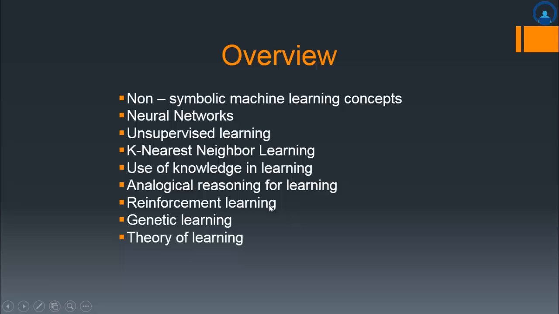Overview of what I'm going to cover: non-symbolic machine learning concept, neural networks, unsupervised learning, k-nearest neighbor learning, use of knowledge in learning, analogical reasoning for learning, reinforcement learning, genetic learning, and theory of learning.